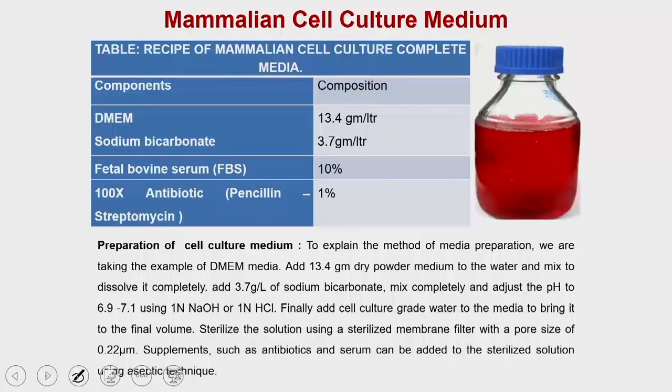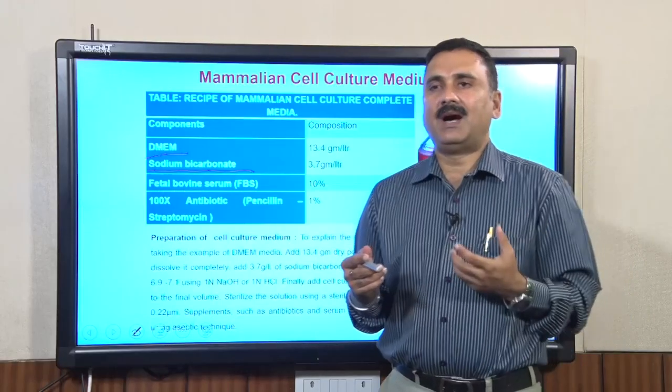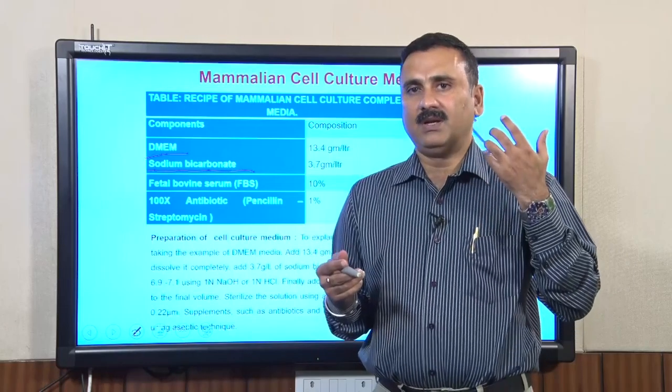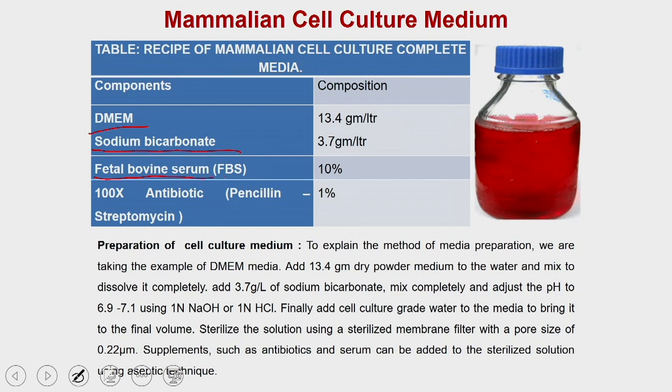Let's move on to the mammalian system. In the mammalian cell culture media, you have the base media, which in this case is DMEM, and then you add sodium bicarbonate, which is a buffering agent. Because mammalian cells require growth factors and hormones, you add fetal bovine serum at the level of 10%. And because mammalian cells are very prone to contamination, you also add antibiotics: a cocktail of penicillin and streptomycin sulfate at 1%.